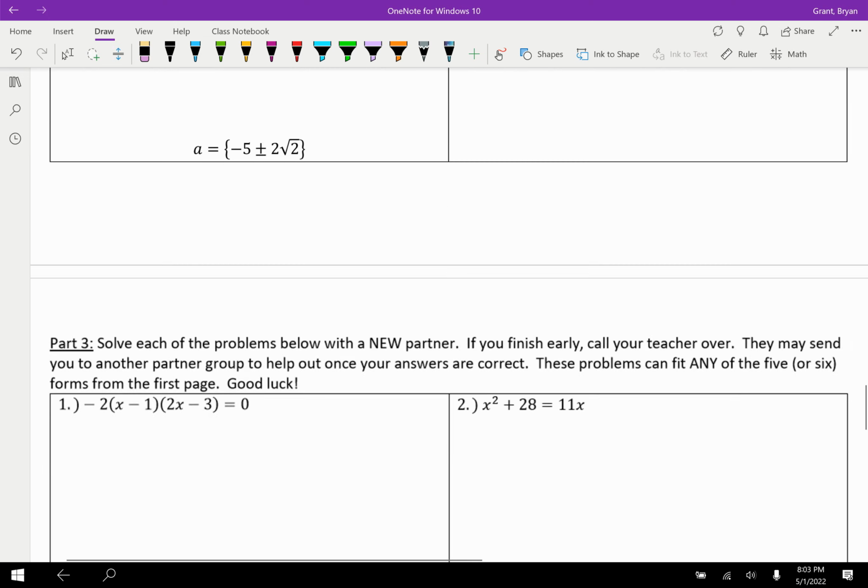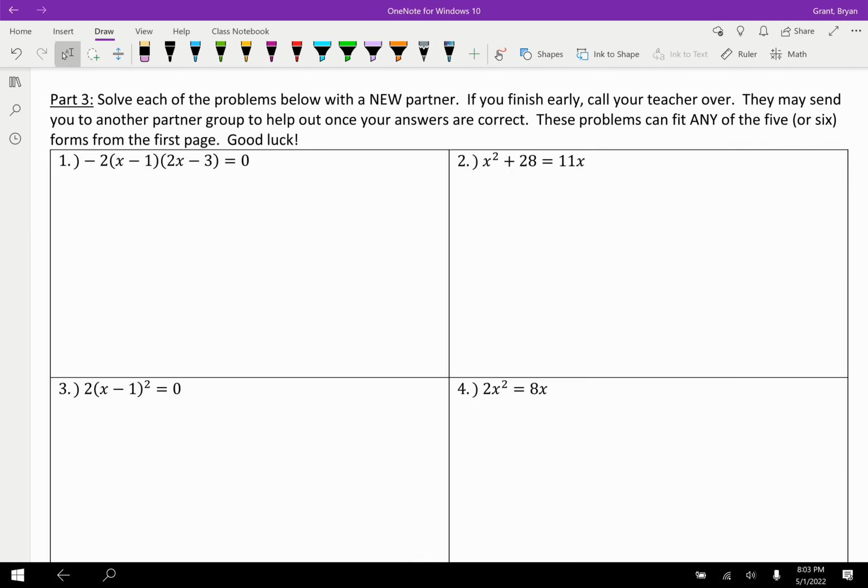All right, last page. This one we are going to go through. So if you're working in partners, find a new partner. Always good to try and make new acquaintances, practice our social skills.